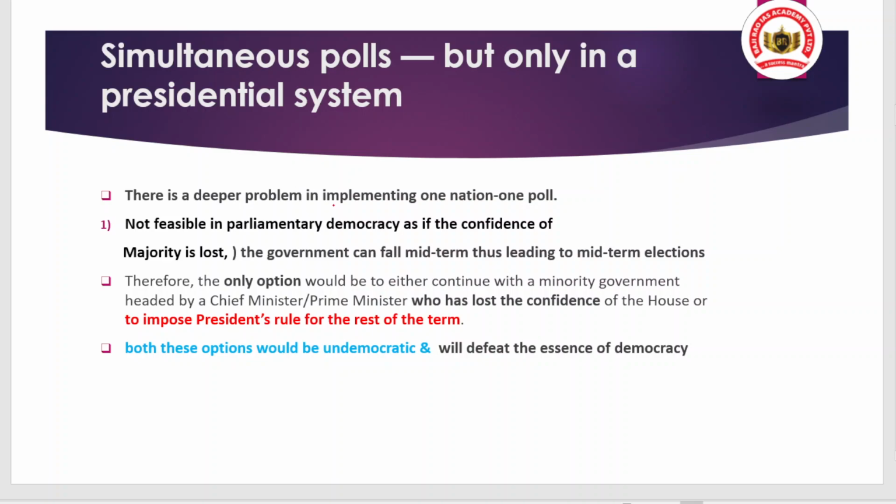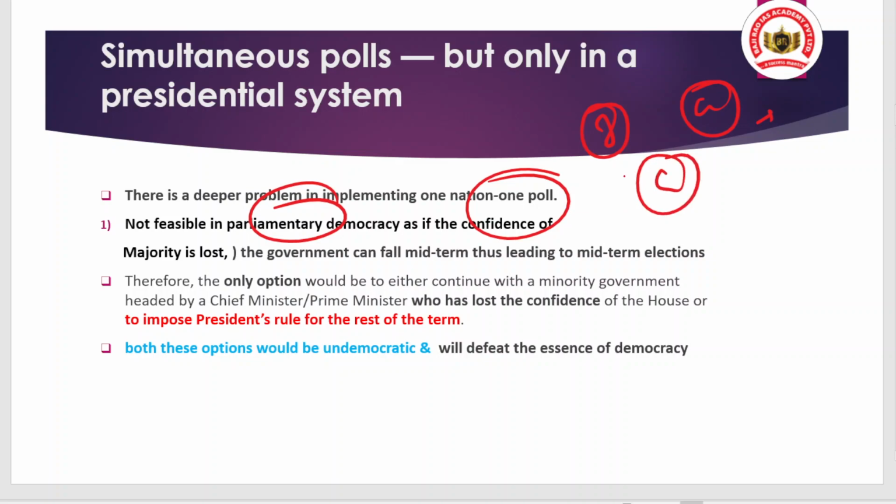First of all, it is not feasible in a parliamentary democracy, because in a parliamentary democracy the council of ministers is responsible to the lower house, and this applies both at the state level as well as at the parliamentary level, meaning the central level. If the council of ministers loses the confidence of the house, that means the council of ministers will be dissolved, the government will be dissolved. So there is a real chance that in the middle of the term there is a need to conduct a re-election, and if there is such a need, the concept of simultaneous elections may fail. So how to avoid the mid-term election? That is the point if we want to have simultaneous elections.